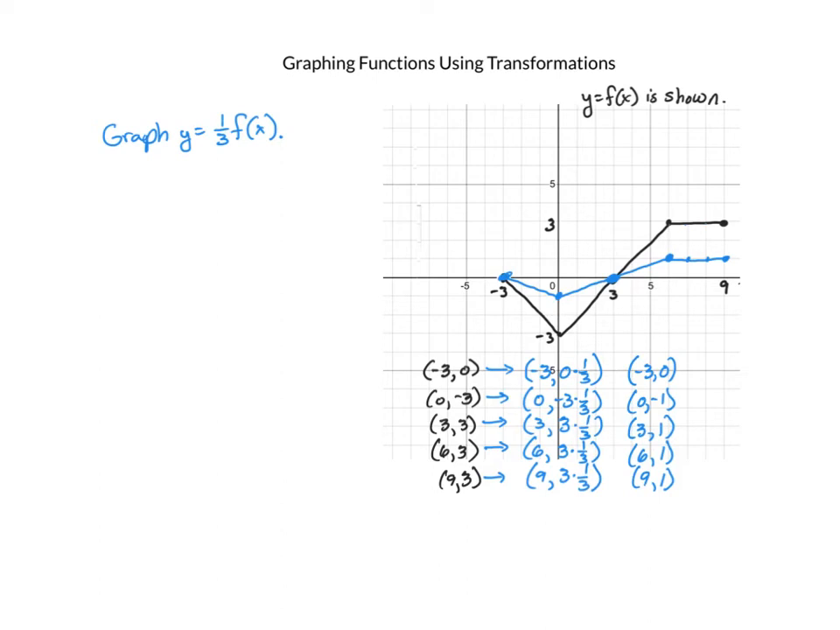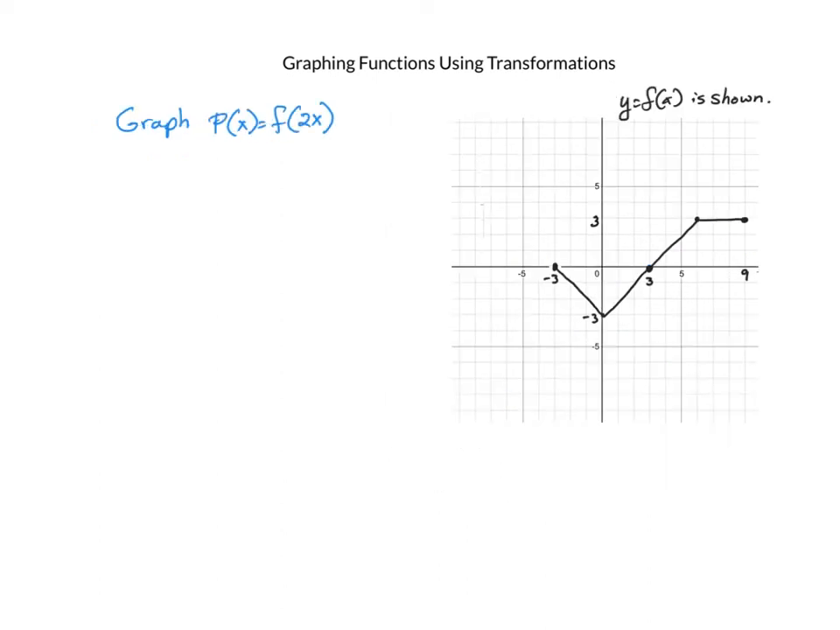Let's look at another one. We'll use the same graph, but now we're going to graph the related function that is p of x equals f of 2x. Do you remember what this constant does when it's multiplied by x? Remember, that's a stretch or compress in the x direction. And in fact, a 2 here means our multiplier is a half. We're going to compress toward the y-axis.